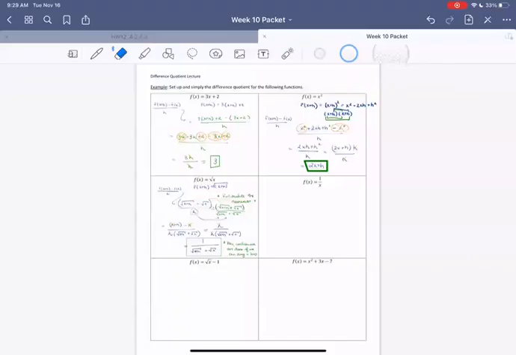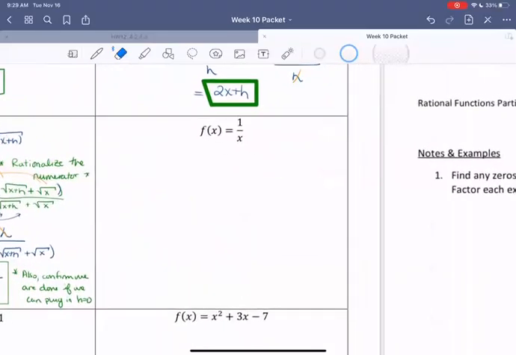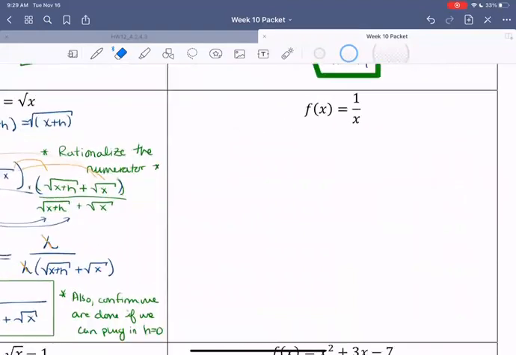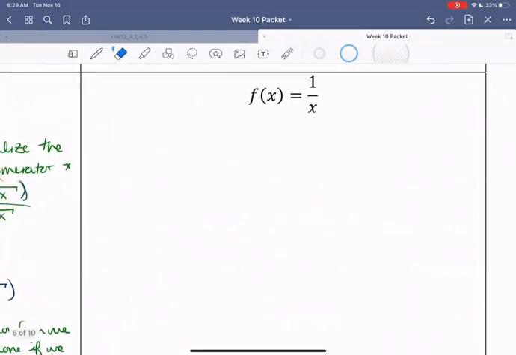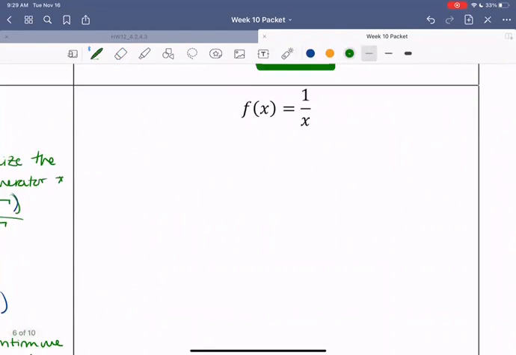Hello, everyone. In this video, we continue our work setting up and simplifying difference quotients. So we're now going to look at the example when our function f of x is equal to 1 over x. As we've been doing in the previous videos, first let's determine what f of x plus h would be. Into my x for the rule of f of x, I'm going to plug in x plus h. So let's do that together.